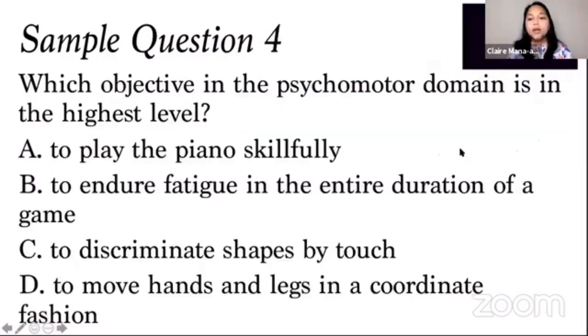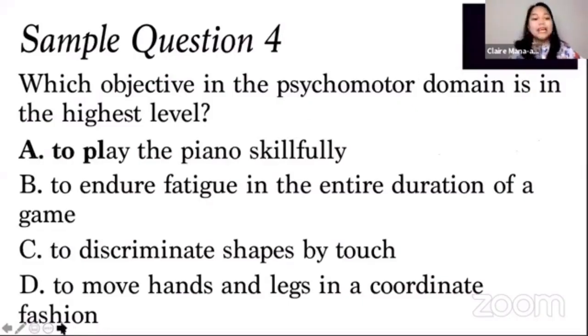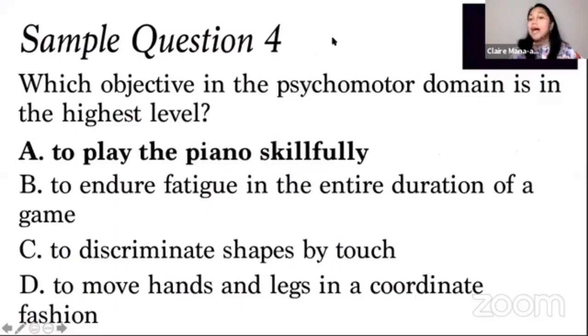All right, sample question number 4. Which objective in the psychomotor domain is in the highest level? Is it letter A, to play the piano skillfully? Letter B, to endure fatigue in the entire duration of a game? Letter C, to discriminate shapes by touch? Or letter D, to move hands and legs in a coordinated fashion? And the correct answer, of course, would be, correct answer right here is letter A, to play the piano skillfully.